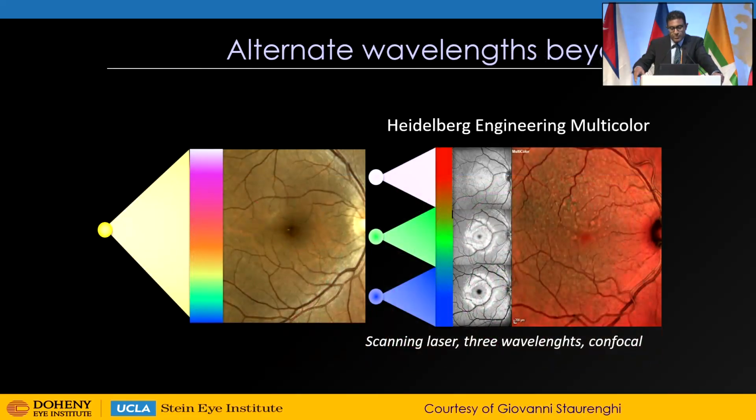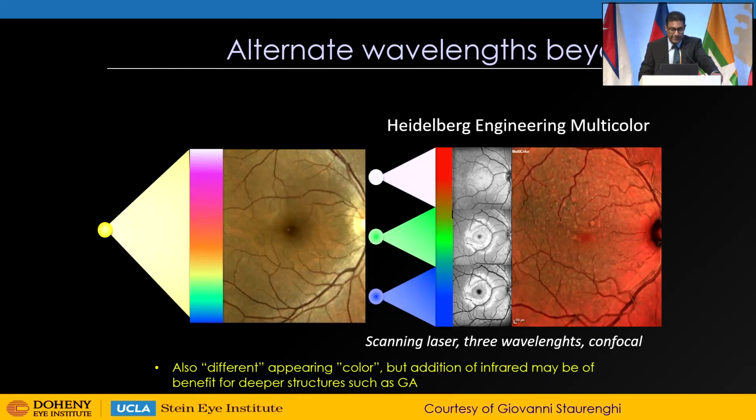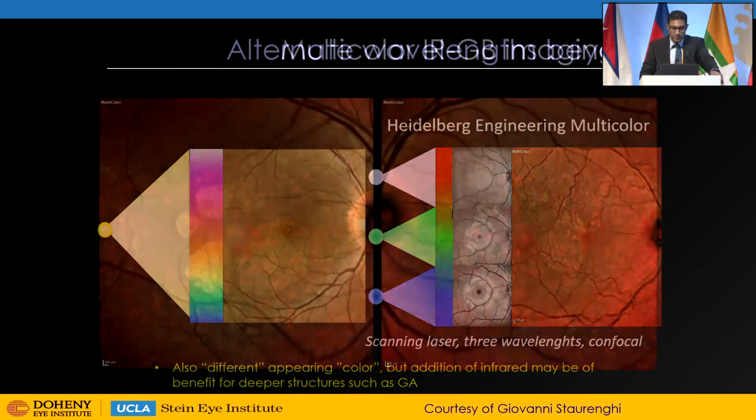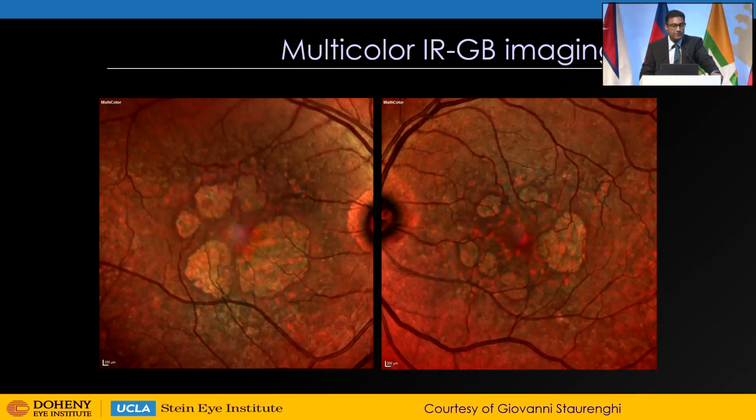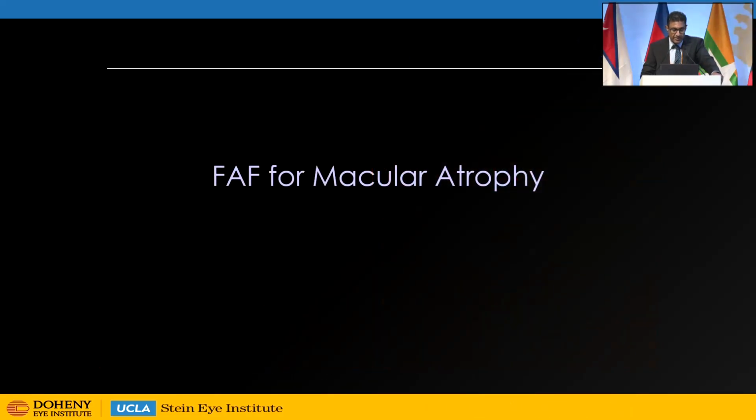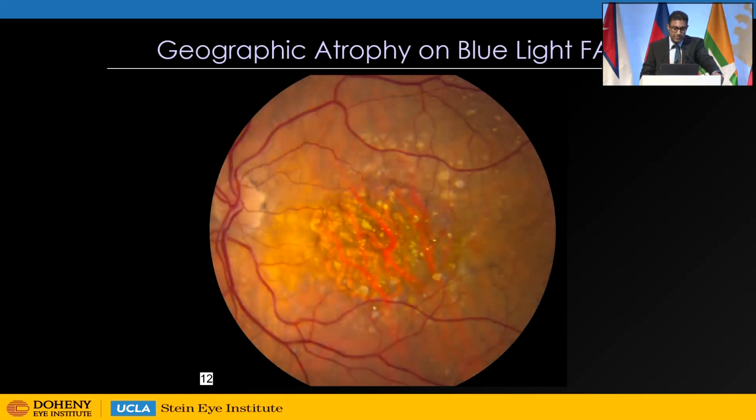When you're using multiple individual lasers, you're not restricted to using RGB, and you can use infrared light as well. That is deeper penetrating and can be really useful for identification of atrophy. It does look kind of strange, but again, you get very nice demarcation of the atrophy with better reproducibility for its identification.